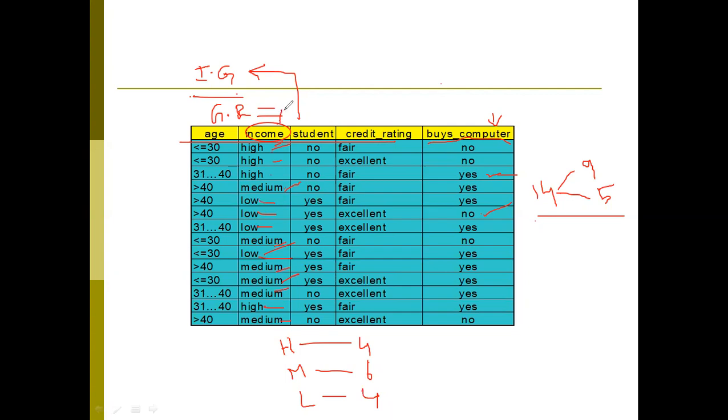Okay, now you want to calculate income with respect to buys computer. Again, how many yes instances are there, and how many no instances are there under high, as well as under medium, as well as under low? Out of 4, how many yes instances are there? How many no instances are there? You need to calculate for each and every data object. Here we have 3 data objects, so for these 3 data objects you need to calculate how many yes instances and how many no instances there are.